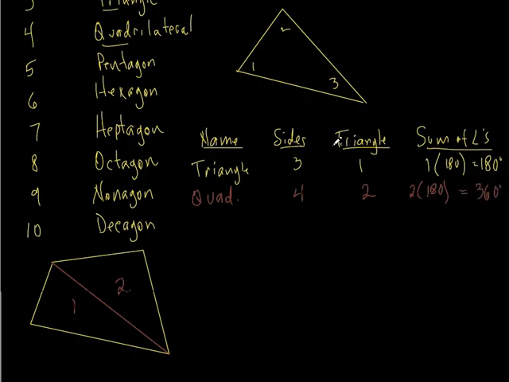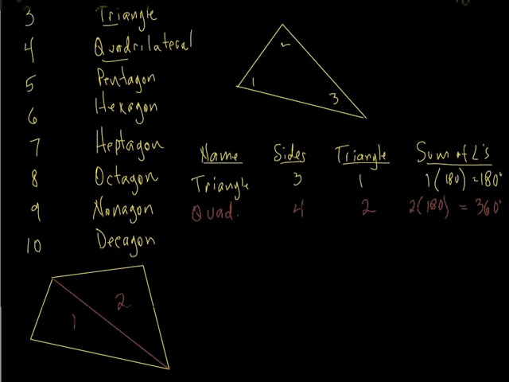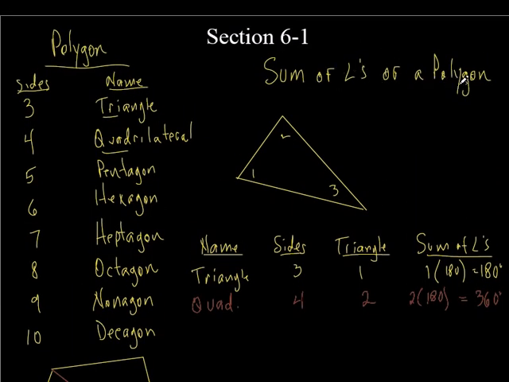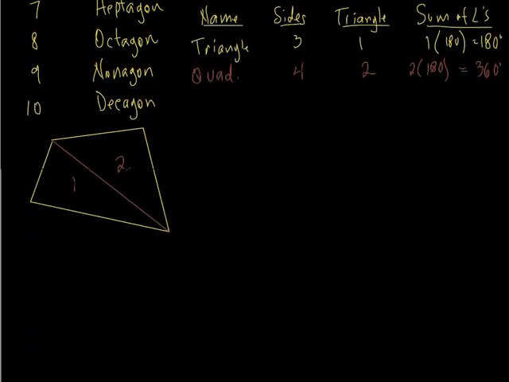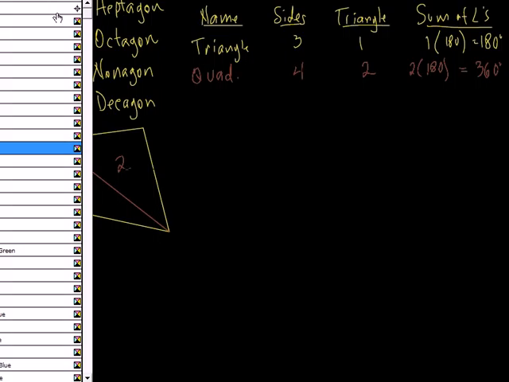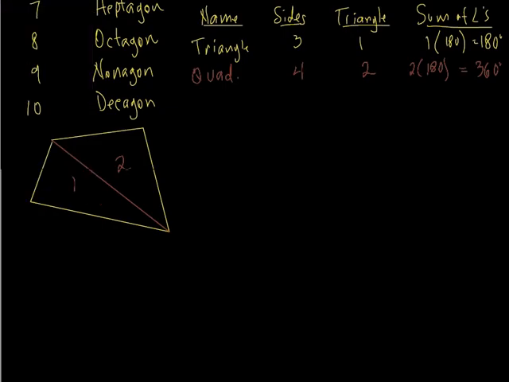So if I asked you, what is the sum of the angles of a quadrilateral? What would you tell me? 360. Now we're going to do a few of these. I'm not expecting you to memorize each and every one, but 360 is probably one you can memorize, don't you think? So 180 for a triangle, 360 for a quadrilateral. What's the next one? 5. Let's go pentagon. Let's color coordinate this.